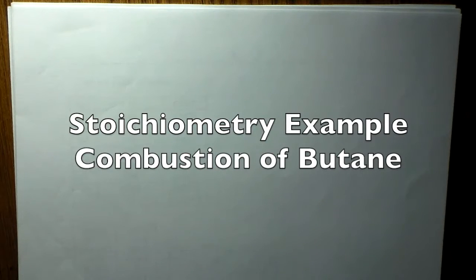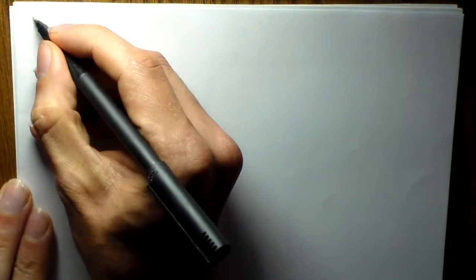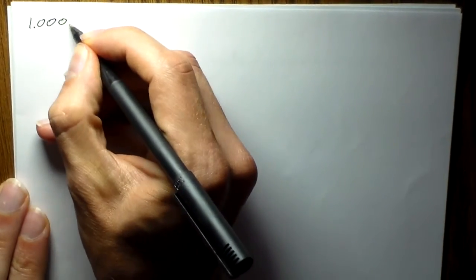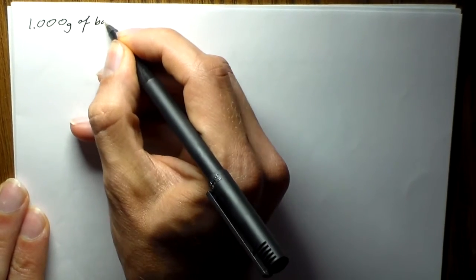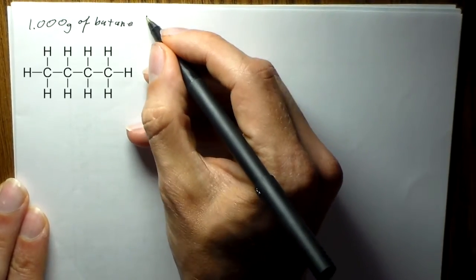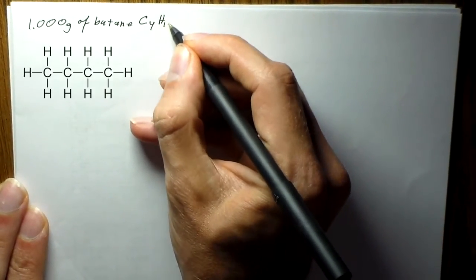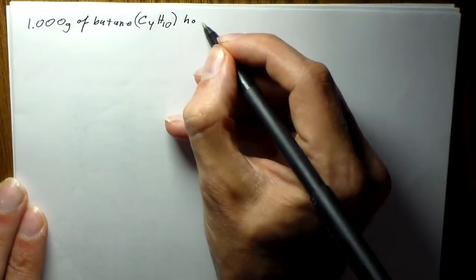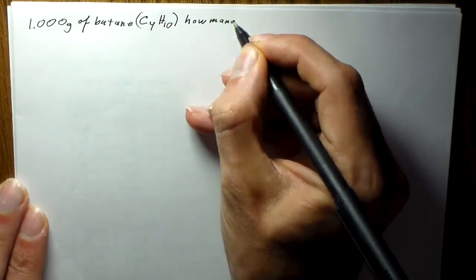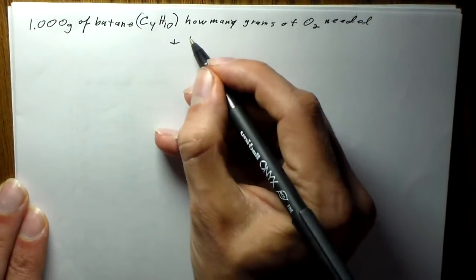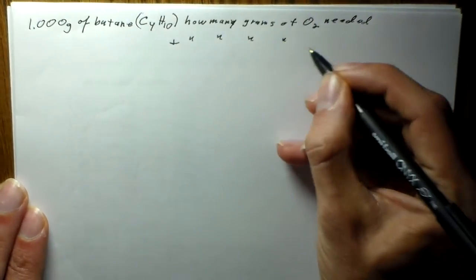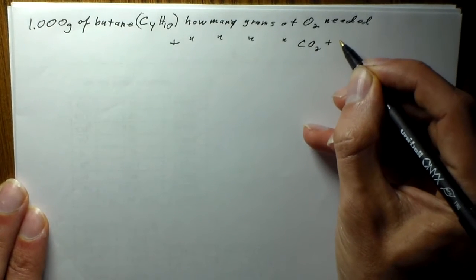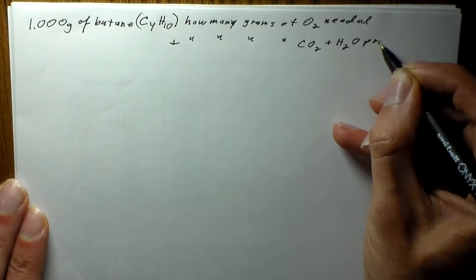Alright, so here we're going to be looking at an example on how to perform stoichiometry. So here is our problem. Let's say we have 1.000 grams of butane, and butane is C4H10. And this is going to be a combustion reaction, so how many grams of oxygen are we going to need? And how many grams of CO2 and water are produced?